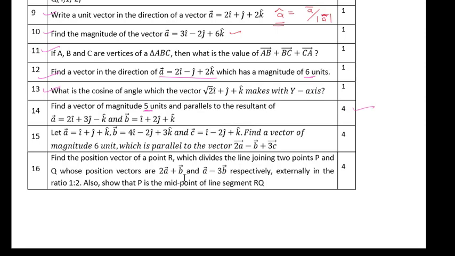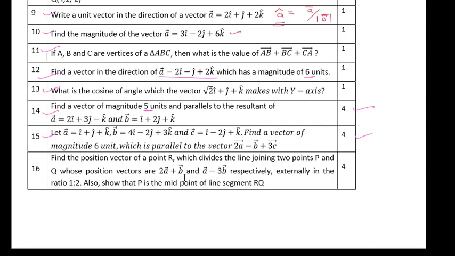15th problem: A bar, B bar and C bar are given. Find a vector of magnitude 6 which is parallel to 2A minus B plus 3C. Again the same kind of question. So we get one vector, let us say D bar. We calculate the magnitude of D bar, find the unit vector along D bar, and then multiply that by 6. So for 4 marks you are getting these questions. This is a lottery for you all.